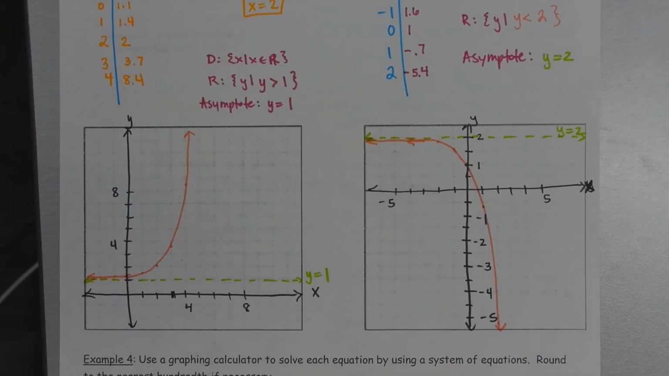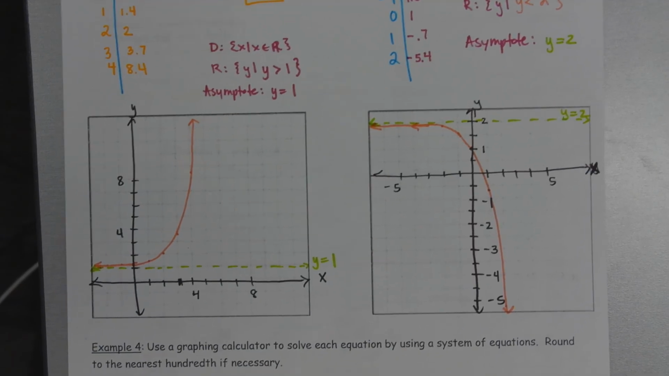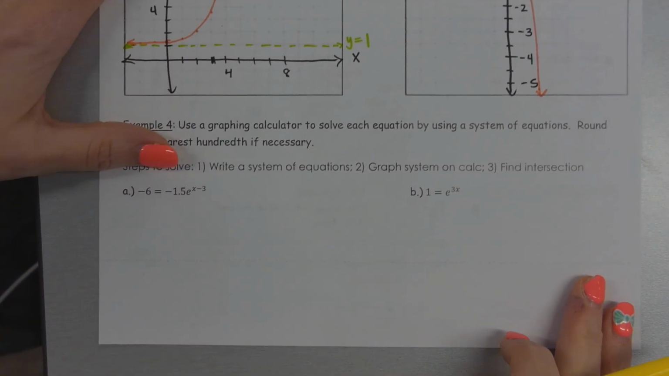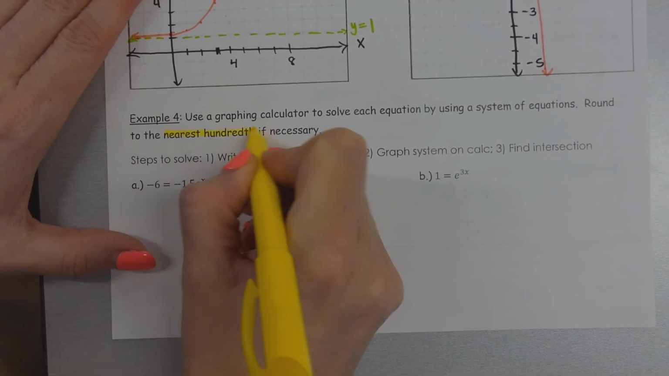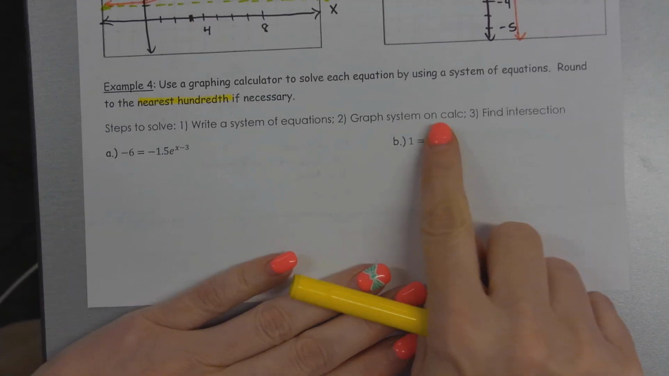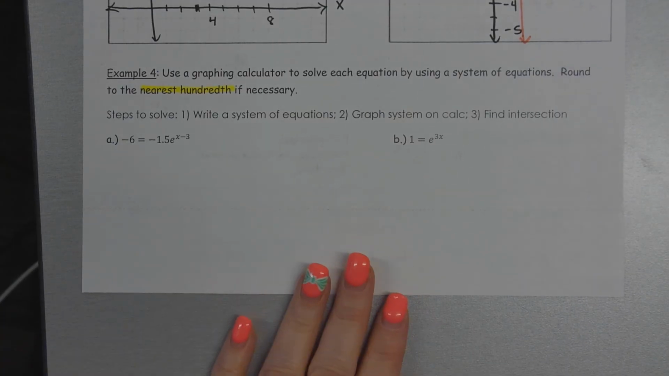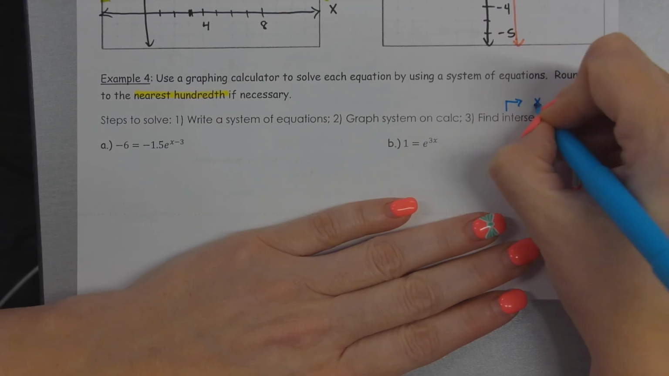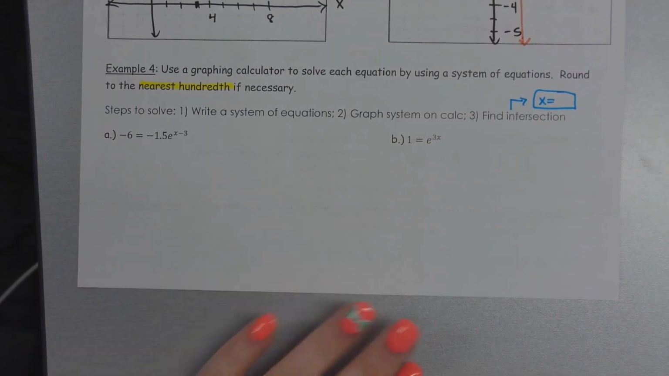Okay, and then the last thing we're going to do is a skill we practiced really early on in the year, where we're using a graphing calculator to solve a system of equations. So we're going to use a graphing calculator to solve by creating a system, and we are going to round to the nearest hundredth if we need to. Okay, so the first thing we're going to do is write a system. We're going to graph it on the calculator, and then we're going to find the intersection. Now, when you are finding the intersection, you are still solving for x. So you need to find what x equals.